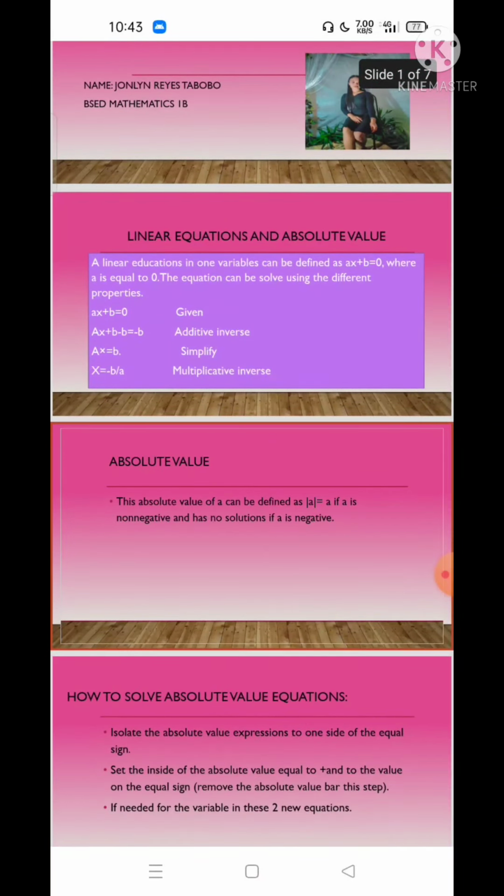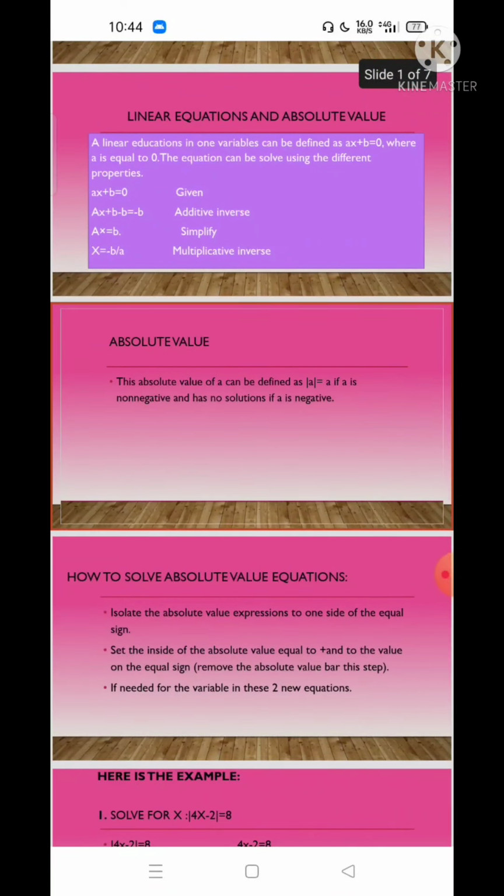So, absolute value. What is absolute value? The absolute value of a can be defined as a if a is non-negative, and has no solutions if a is negative. So, if a is negative, wala siya solutions. No solutions can be presented.